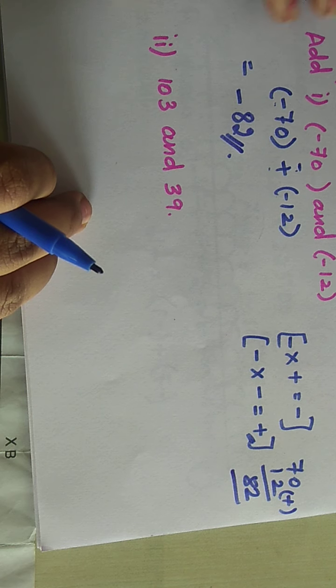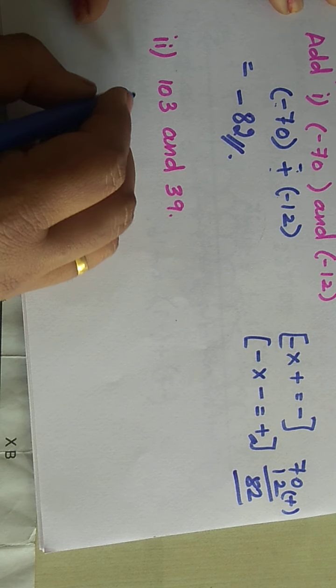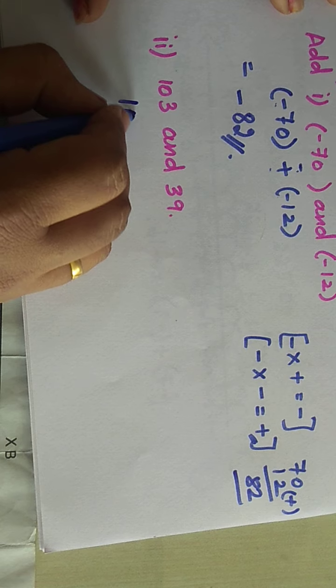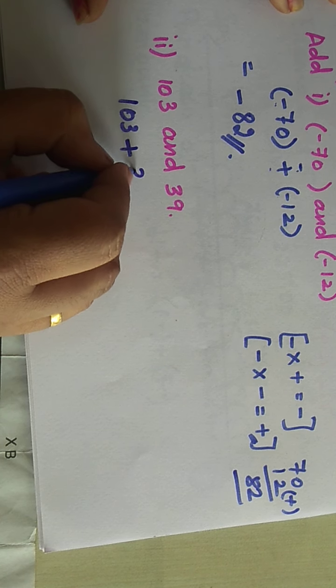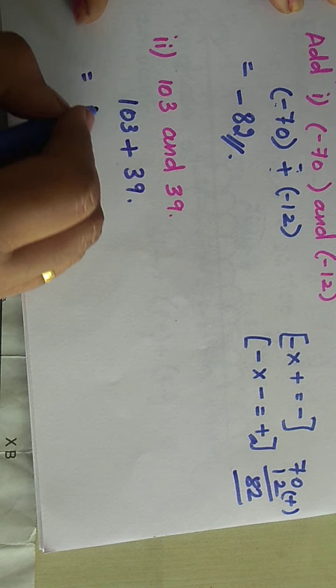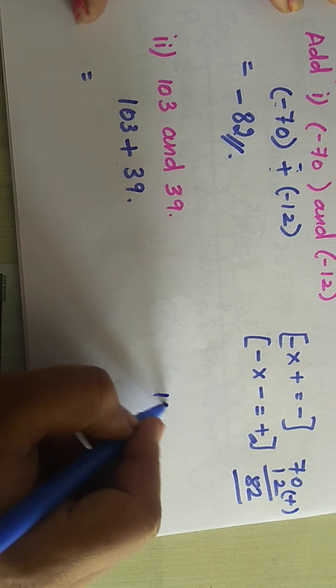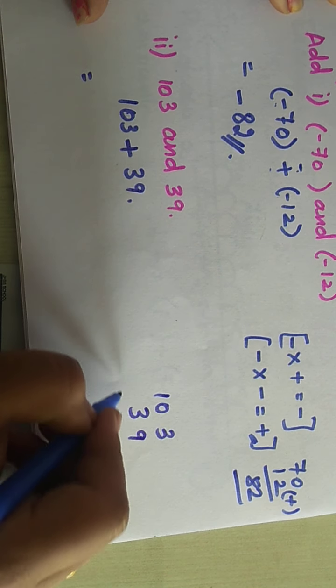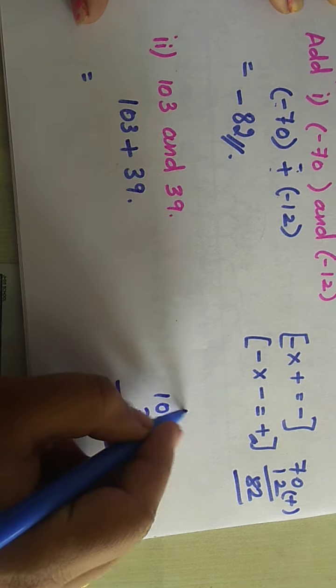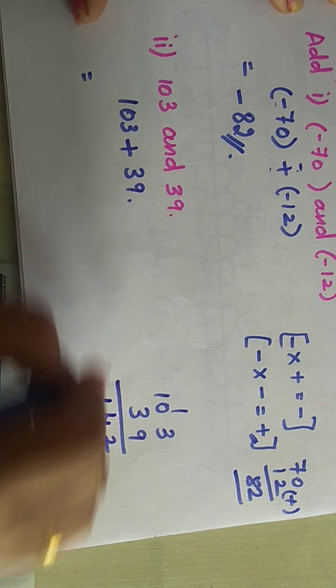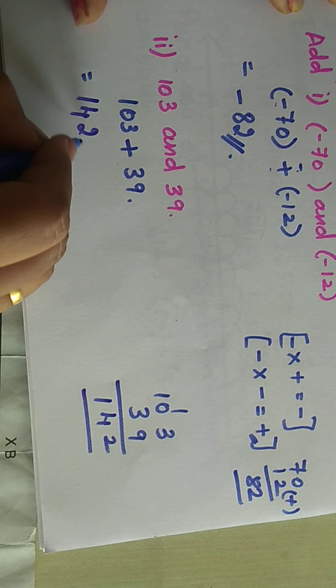So next question is 103 and 39. They have given it simply, so 103 and means plus 39. So we have to add it, that's it. So 103 plus 39. When you add it, you will get 142. The answer is 142, that's all.